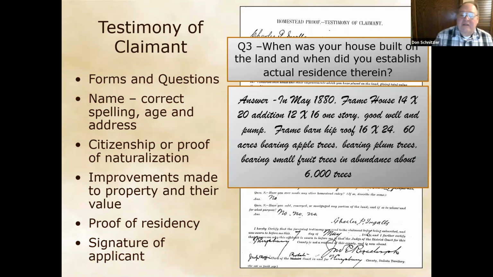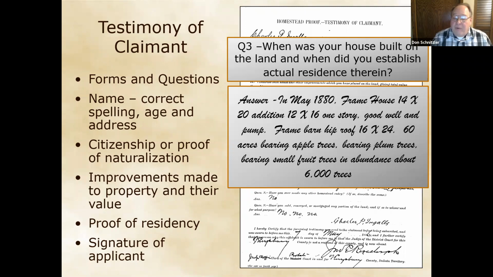When was your house built on the land, and when did you establish actual residence therein? As part of the provisions for homesteading, once a piece of property was assigned or applied for, they had 6 months to move onto the property. So they always ask that question. Mr. Ingalls answers, in May of 1880, they built a frame house, 14 by 20, addition 12 by 16, 1 story. They have a good well and a pump.